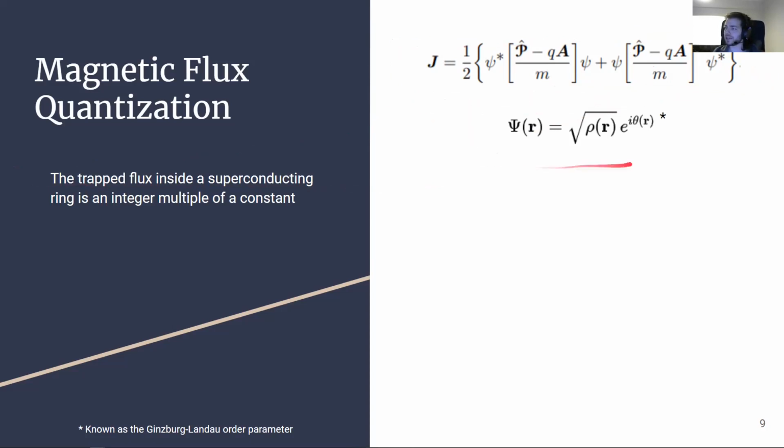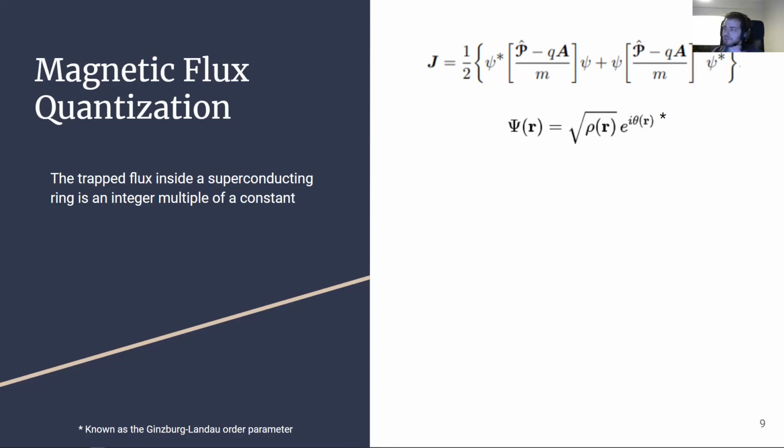But here, this is an order parameter for a superconductor. There are two order parameters here, one of them being the phase, and the other the current density. These are known as the Ginzburg-Landau order parameters, introduced by them.